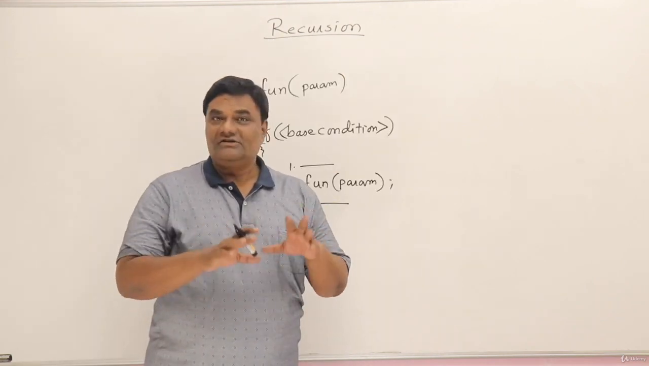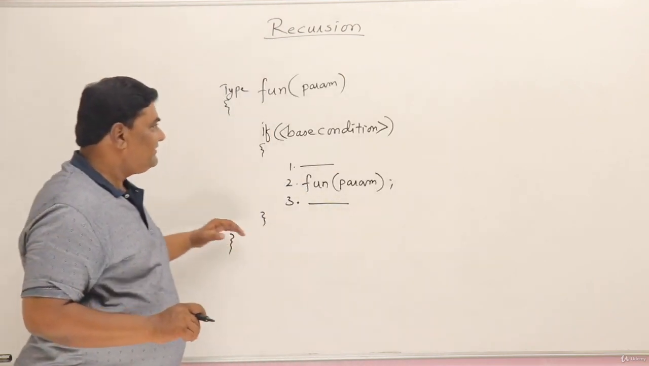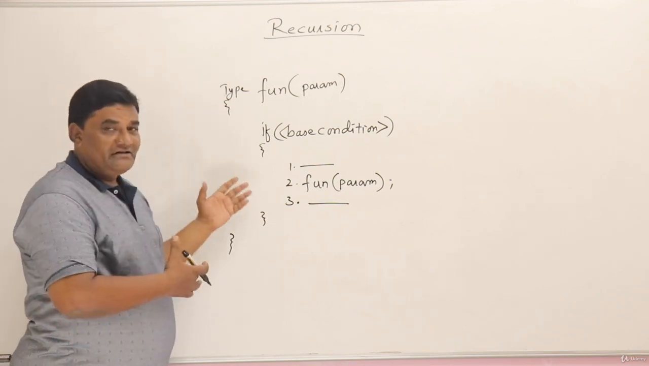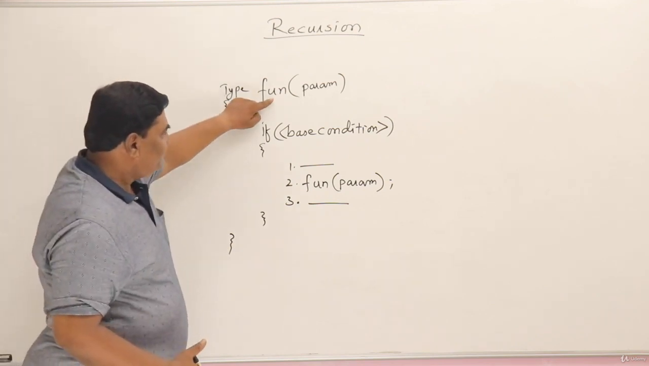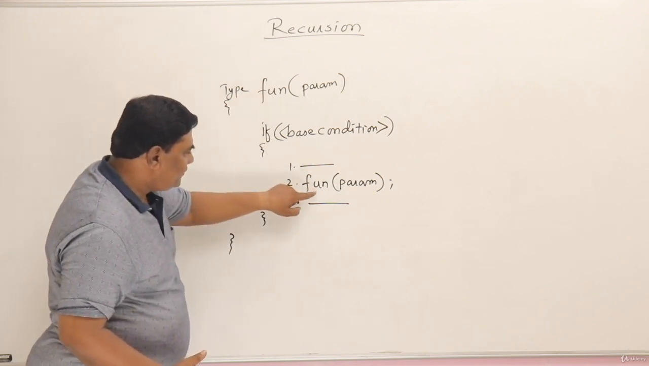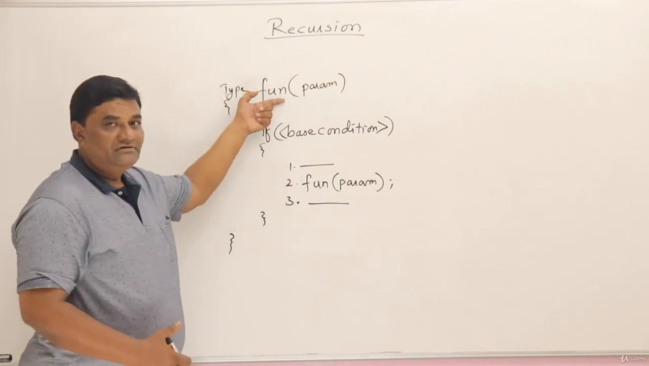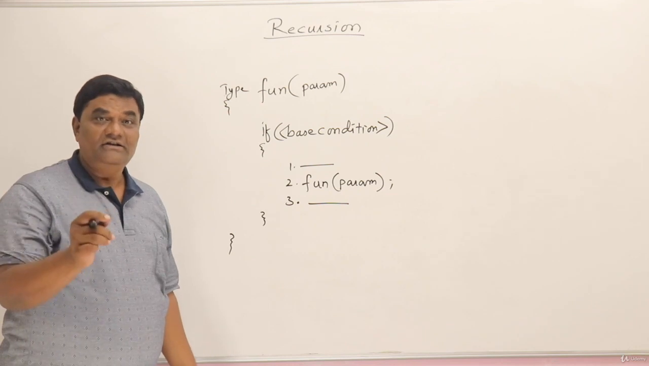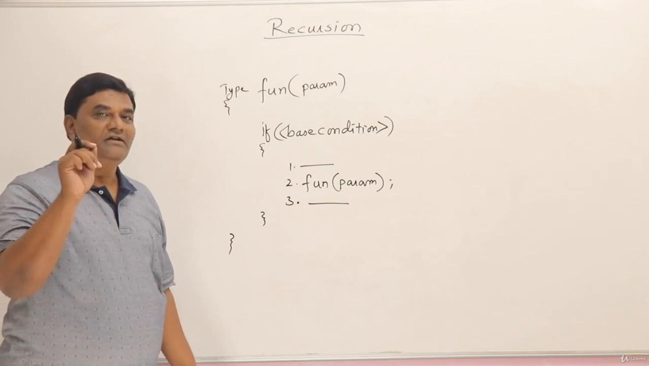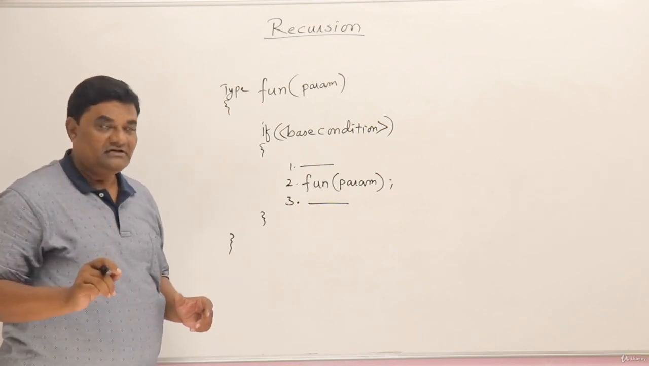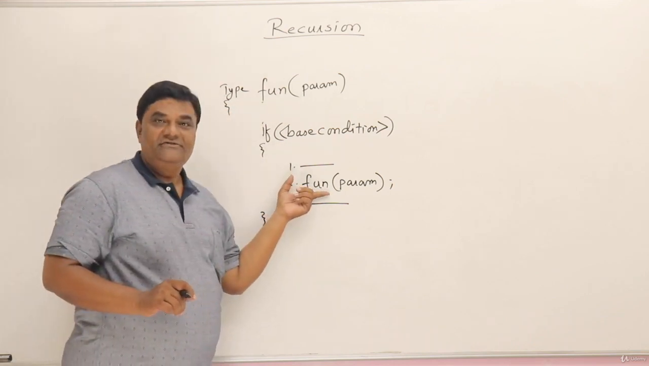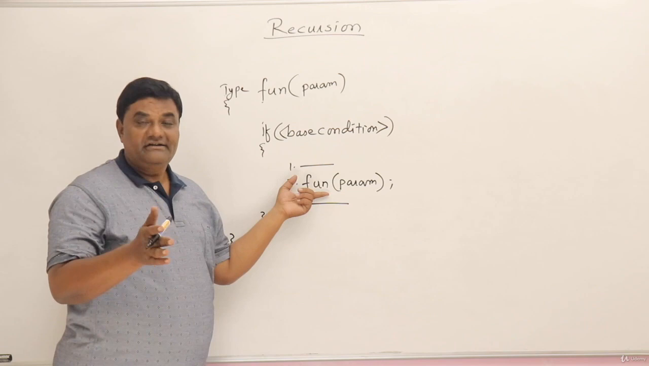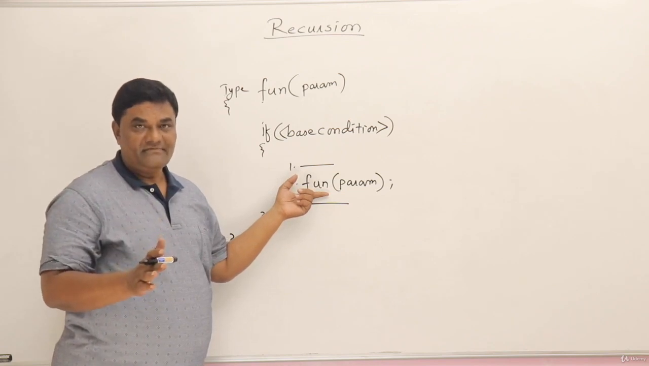Let us look at a general form of recursion. Here I have an example. This is a recursive function. So what does it mean by recursive function? A function is calling itself. If a function is calling itself, then it is called a recursive function. Inside that function, if you see, it is calling itself again. So this is a recursive function.